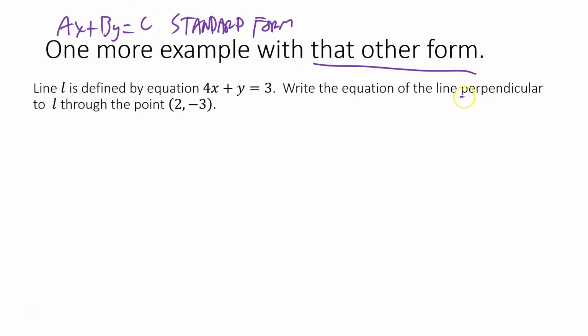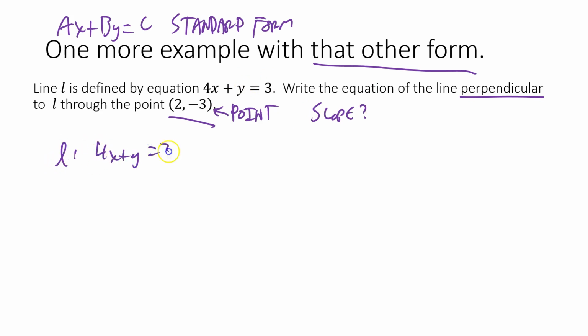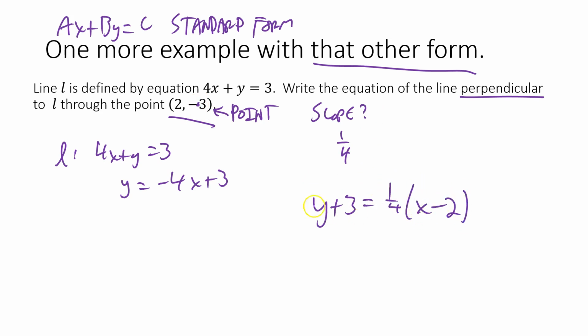So let's see here. We're looking for the line perpendicular to this line, L, through the point 2, -3. So I have the point. We need the slope. Well, first we need the slope of L. So L is 4x plus y equals 3. This is kind of sneaky. We got to solve for y to get the slope. y = -4x plus 3. So there's our slope. So then the slope of our perpendicular line is going to be the opposite reciprocal, which is 1/4. We've got a point. We've got a slope. Let's just put it together. y plus 3 equals 1/4 times x minus 2.